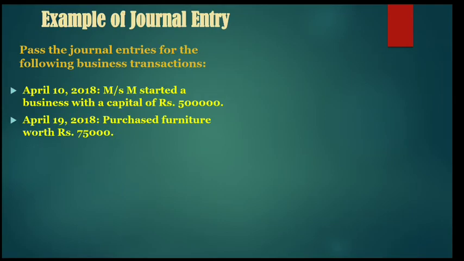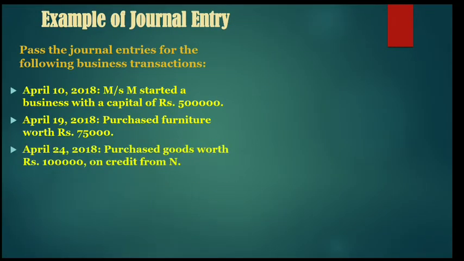April 19th, 2018, purchased furniture worth rupees 75,000. On April 24th, 2018, purchased goods worth rupees 1 lakh on credit, not on cash. Whenever you purchase something on credit, it will be mentioned. But when it says purchased furniture worth rupees 75,000, that means it is purchased in cash, because it is not mentioned as credit.